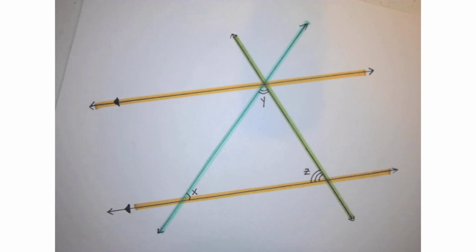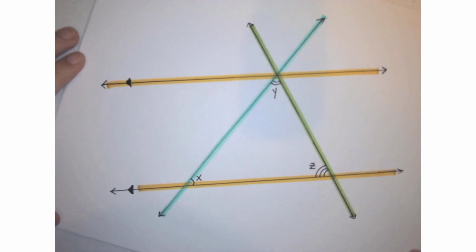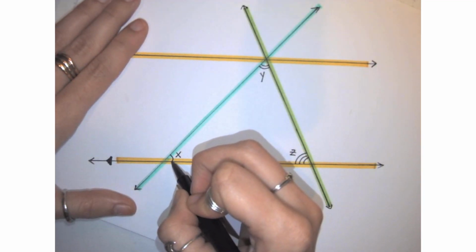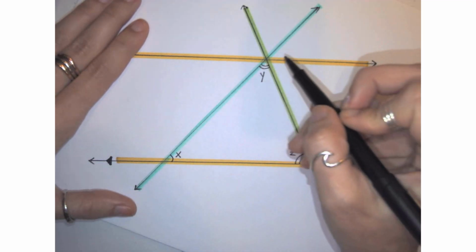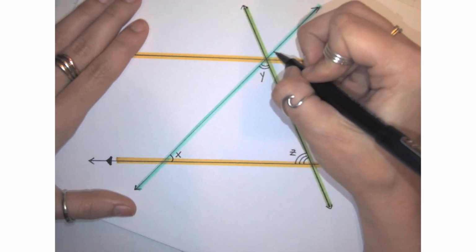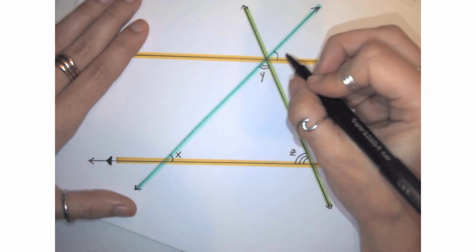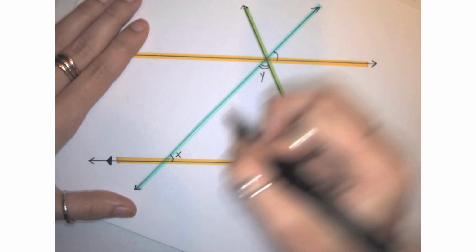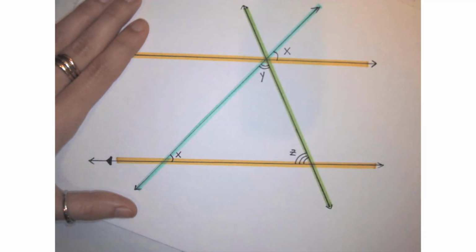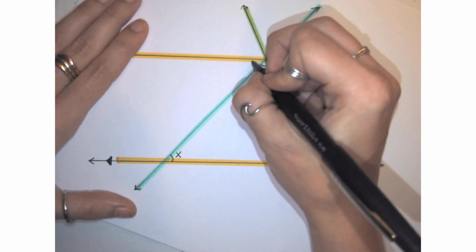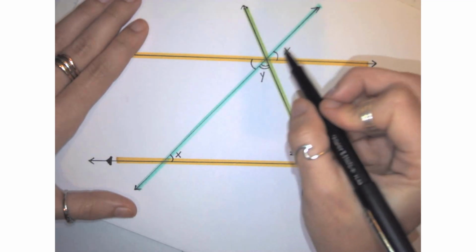Now, last week we learned about angle relationships in parallel lines cut by a transversal. We know that by definition, this angle here, angle X, is a corresponding angle with this angle up here. And therefore, by definition of corresponding angles, they are congruent, which means this angle will have the same measure as angle X. Now, by knowledge of vertical angles, we could say this angle down here is also congruent to angle X.